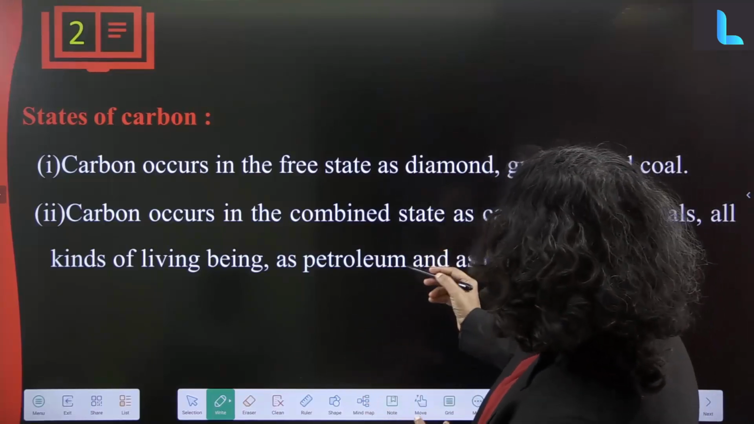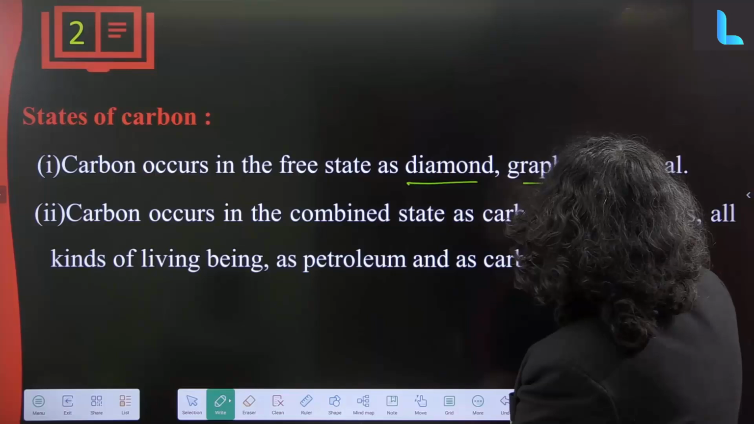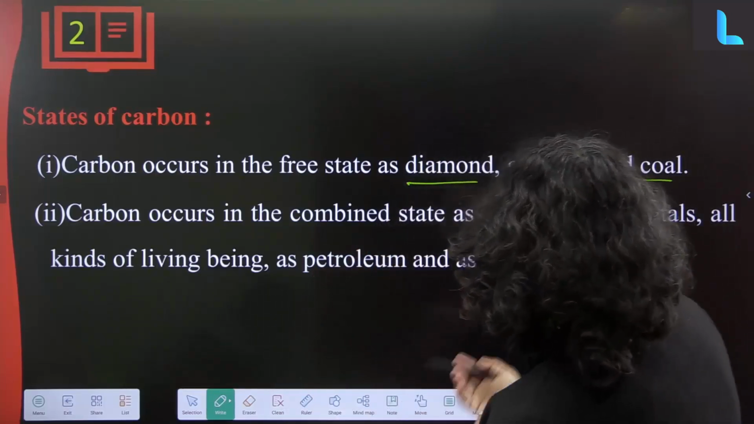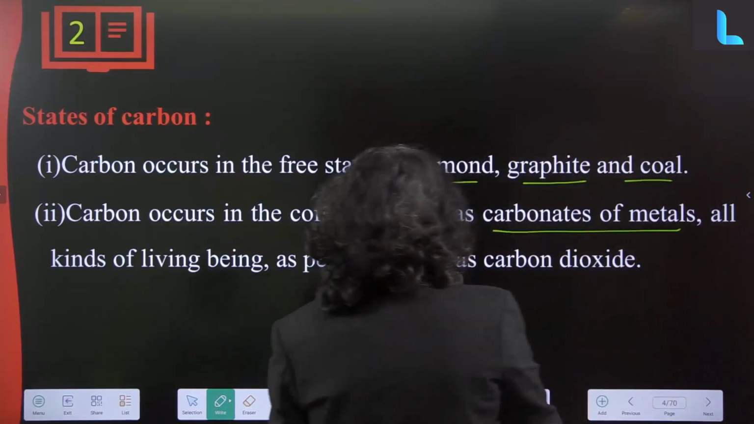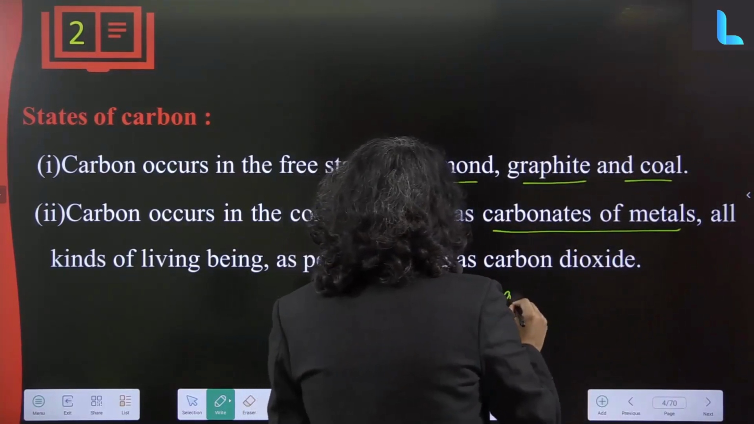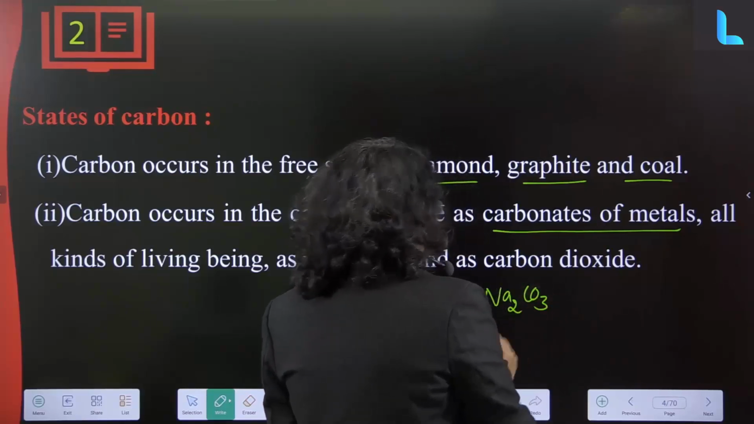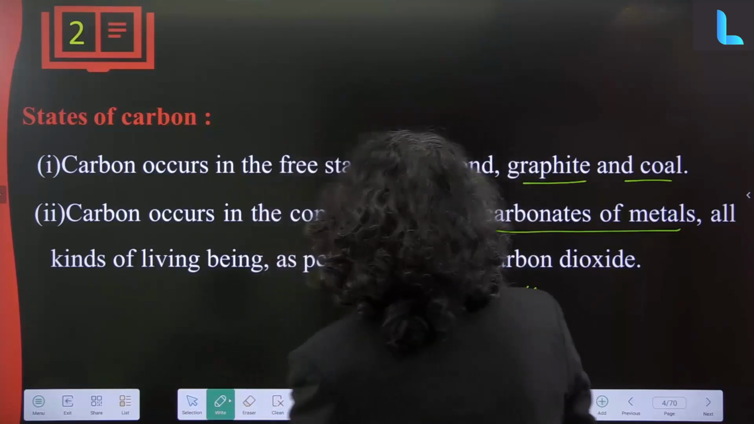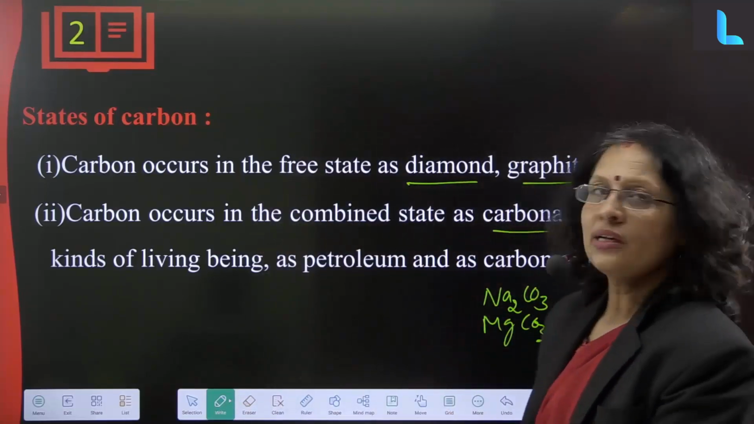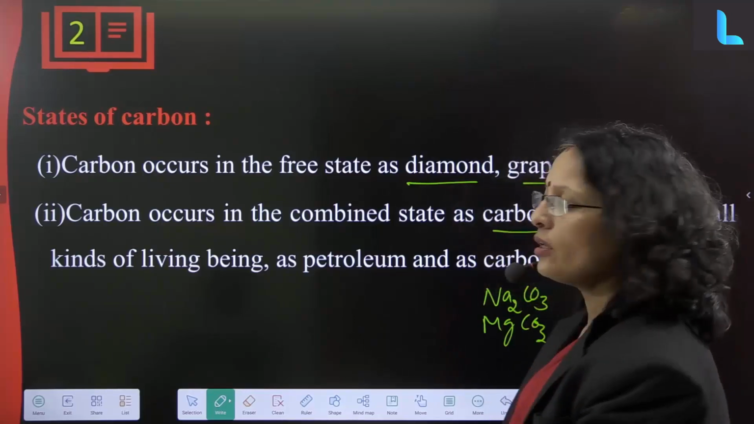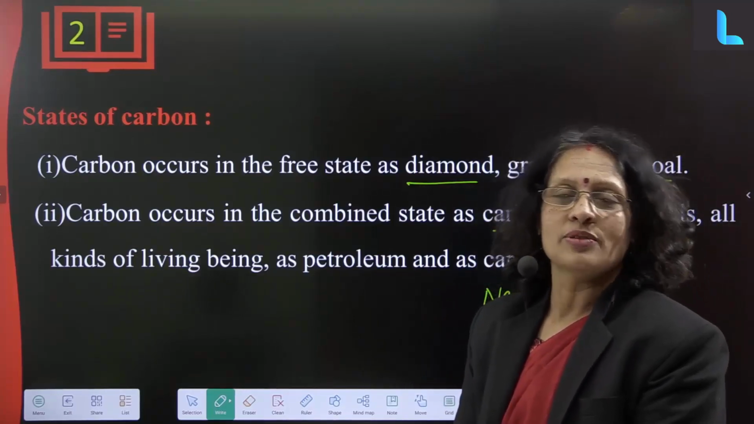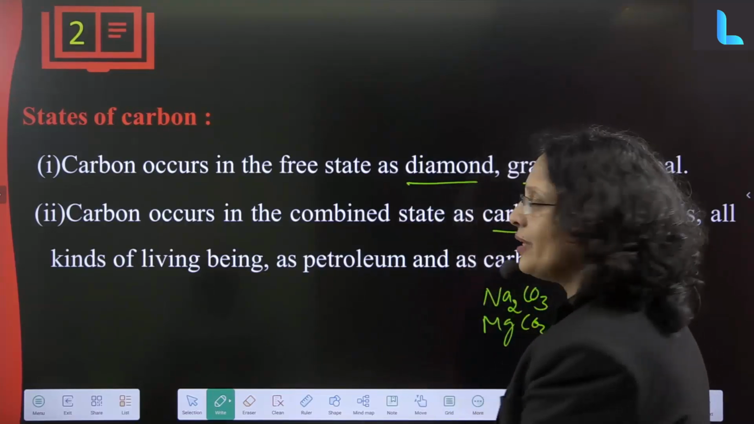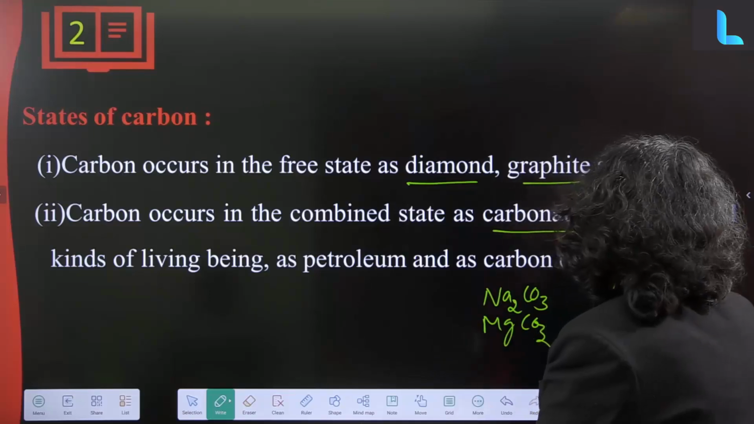Let us see. Carbon occurs in the free state as diamond, graphite, and in the form of coal also. Carbon occurs in the combined state as carbonates of metals, for example if the metal is sodium, we say sodium carbonate; if the metal is magnesium, magnesium carbonate. It also occurs in all living beings, in petroleum and carbon dioxide. Petroleum products like diesel and kerosene are hydrocarbons, so hydrogen and carbon are present, and carbon dioxide is also present in the environment.